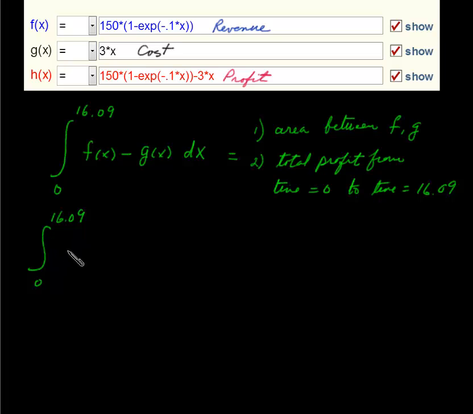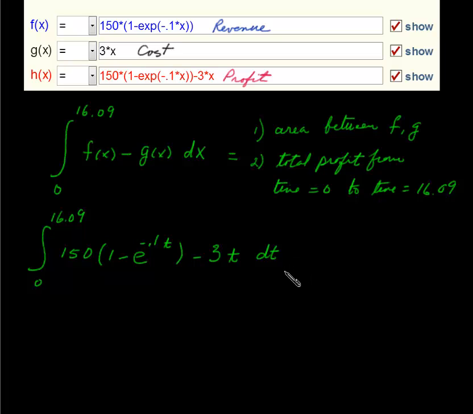And if I were to do the calculus, that would look like the integral from 0 to 16.09 of 150 times (1 minus e to the negative 0.1 t), that's my revenue function, minus 3t, that's my cost function, and I'd be integrating with respect to t. We've used x above because this graphing utility, you'll recall from what we've done together in class, only respects x as the independent variable. But when we're writing by hand, we can be much more flexible.